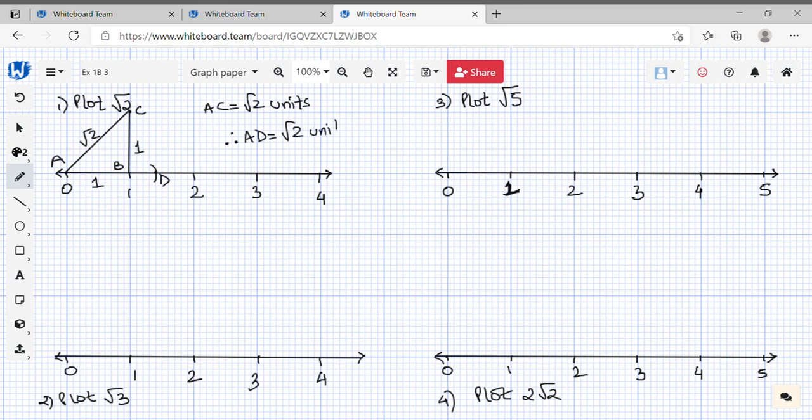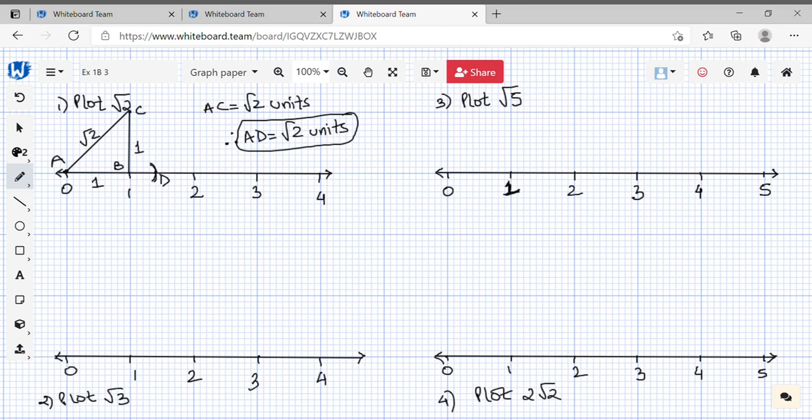Please note, I do not have access to a compass on this software, this whiteboard that I'm using. So I am not cutting it using a compass, but I can tell you once again, you will keep the pin end of your compass here, measure AC, and then keeping the pin end of the compass at A, cut an arc somewhere here, which will define my root 2.